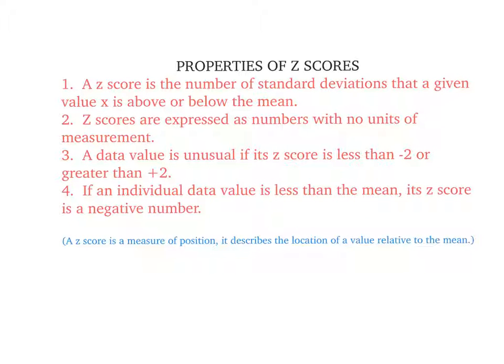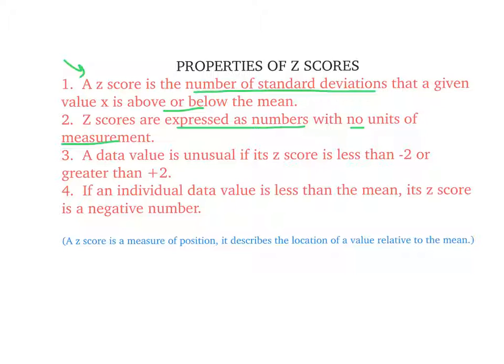Okay, 4 properties here before the video ends. The first property is z-score, don't forget what it is: it's the number of standard deviations the given value is above or below the mean. That's what the z-score tells you, how many standard deviations away you are. Number 2, they're expressed as numbers with no units of measure. You can't say the z-score is 10 inches or 2 inches. There's no unit of measure.